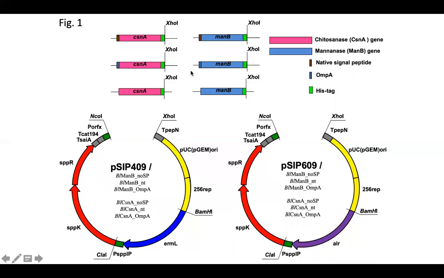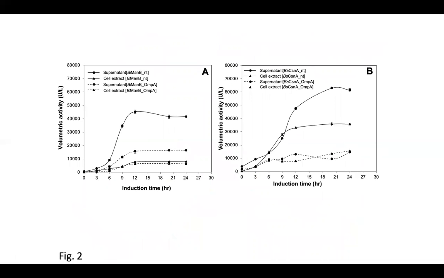First is the E. coli signal peptide. The second one is a native signal peptide from Bacillus. We put them into this expression vector, and when we express, we see what happens. So this is work by two students. One is a master's student, the other is a PhD student who did this.